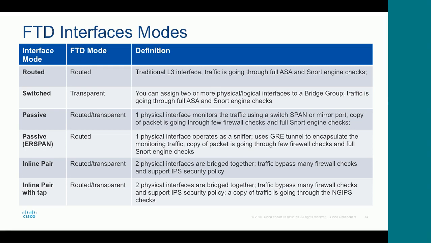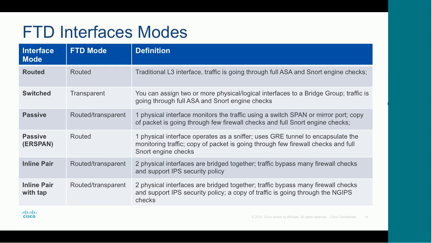The device is working with the real traffic, so it can be affected. You can count a switched interface as very similar to a classic transparent firewall interface, where you can assign 2 or more physical or logical interfaces to a bridge group, and traffic is going through full ASA and Snort engine checks. A passive interface is very similar to IDS. You can configure an interface to monitor traffic using a SPAN or mirror port. And in this case, we're working with a copy of the traffic, so the copy of the packet is going through a few firewall checks and full Snort engine checks.